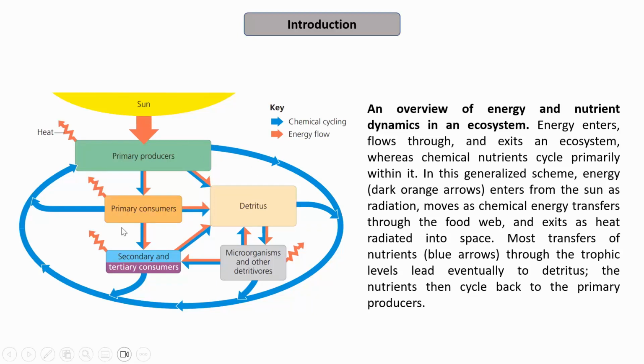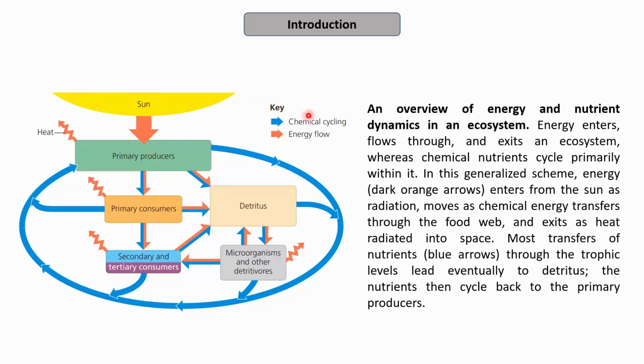In this generalized scheme, the energy, represented by the dark orange arrows, enters from the sun as radiation, and this chemical energy transfers through the food web and exits in the form of heat, which is radiated back into space. So this is how the energy flows in an ecosystem.